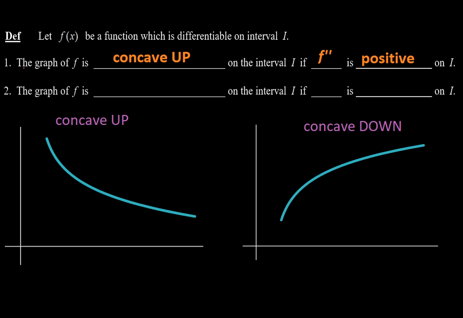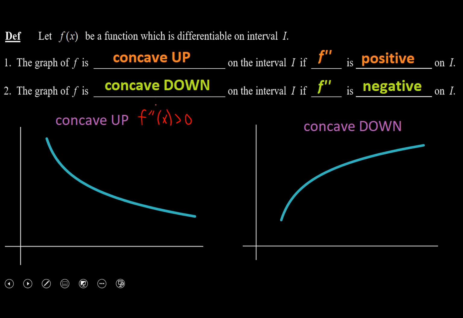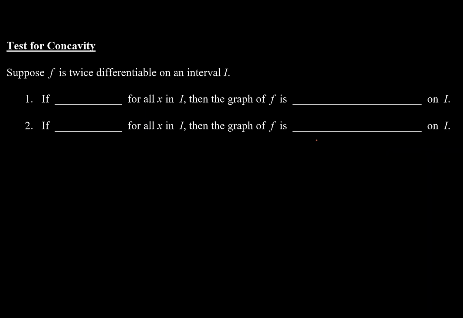The graph of f is concave up on the interval I if f double prime is positive on I. So concave up means that the second derivative is greater than 0. And then the graph of f is concave down on the interval I if f double prime is negative. So concave down, if I've got f double prime of x is less than 0.